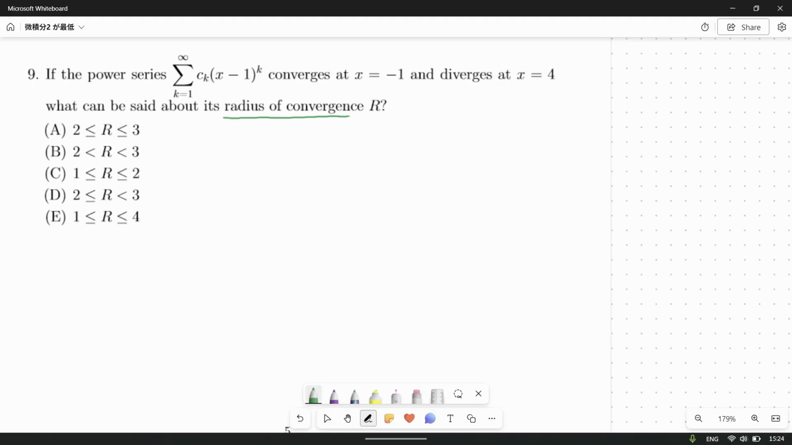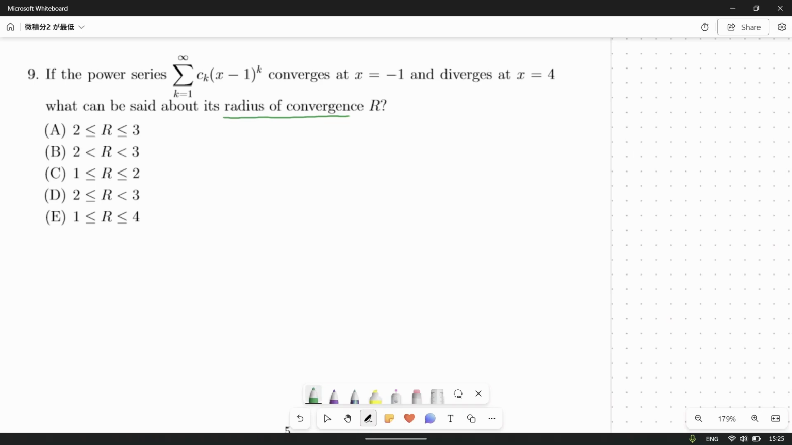Anyway, with that out of the way, we know that we're dealing with a power series because the question says so, but also because this series takes the form of a power series because of this term on the right, x minus 1 to the k power. That's what makes it a power series.